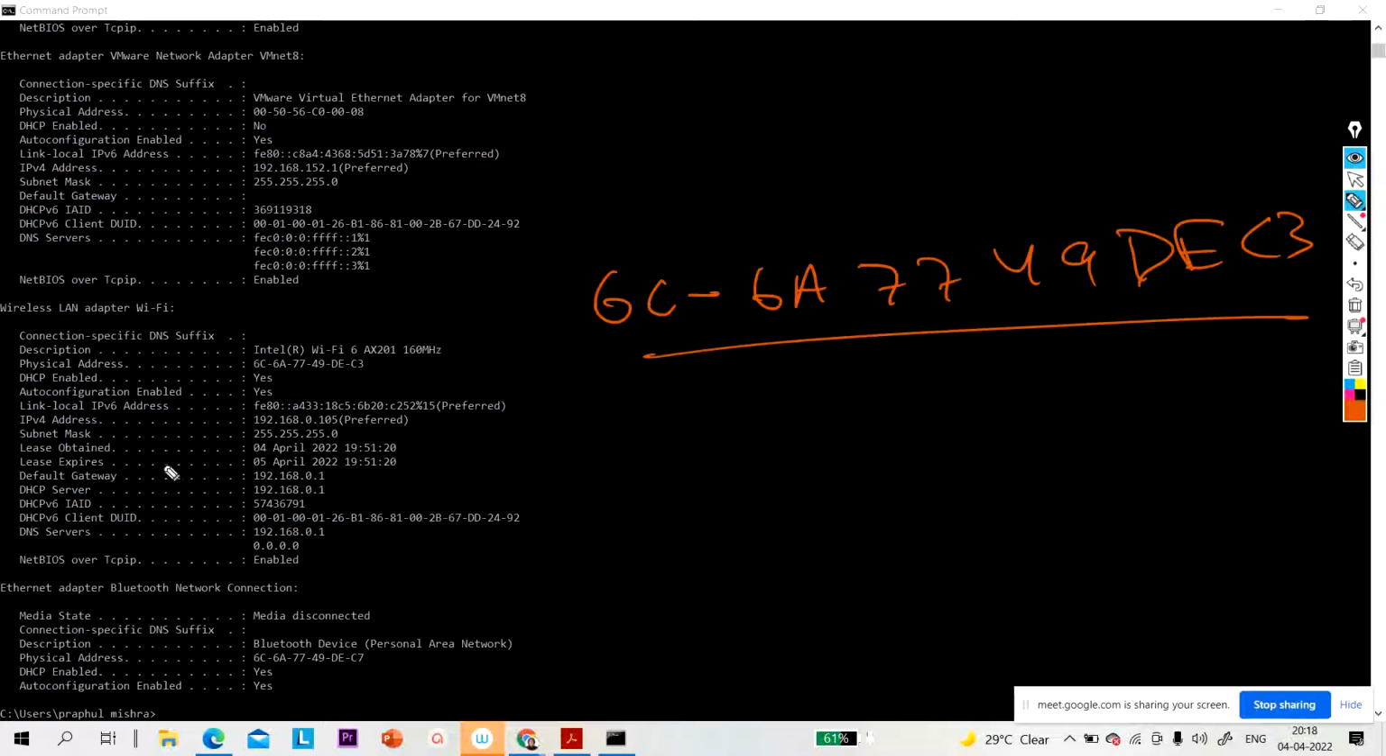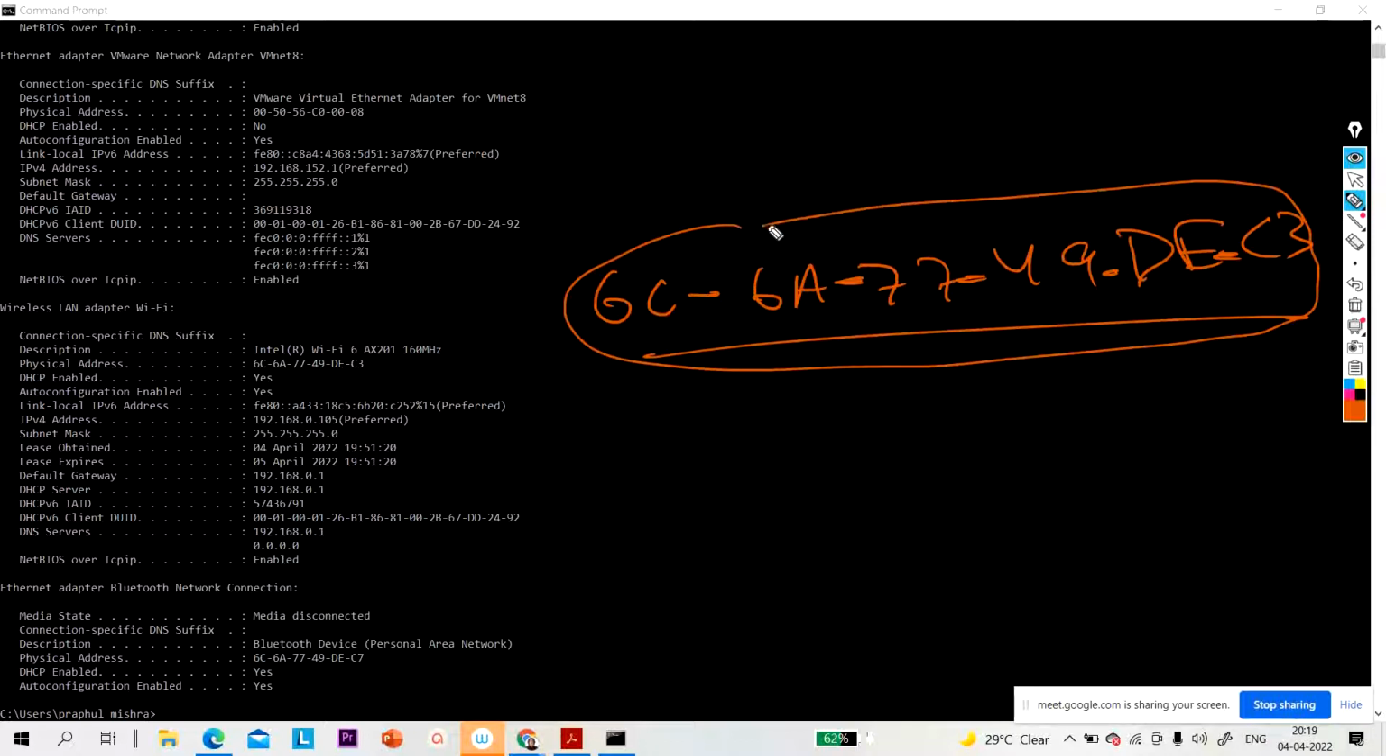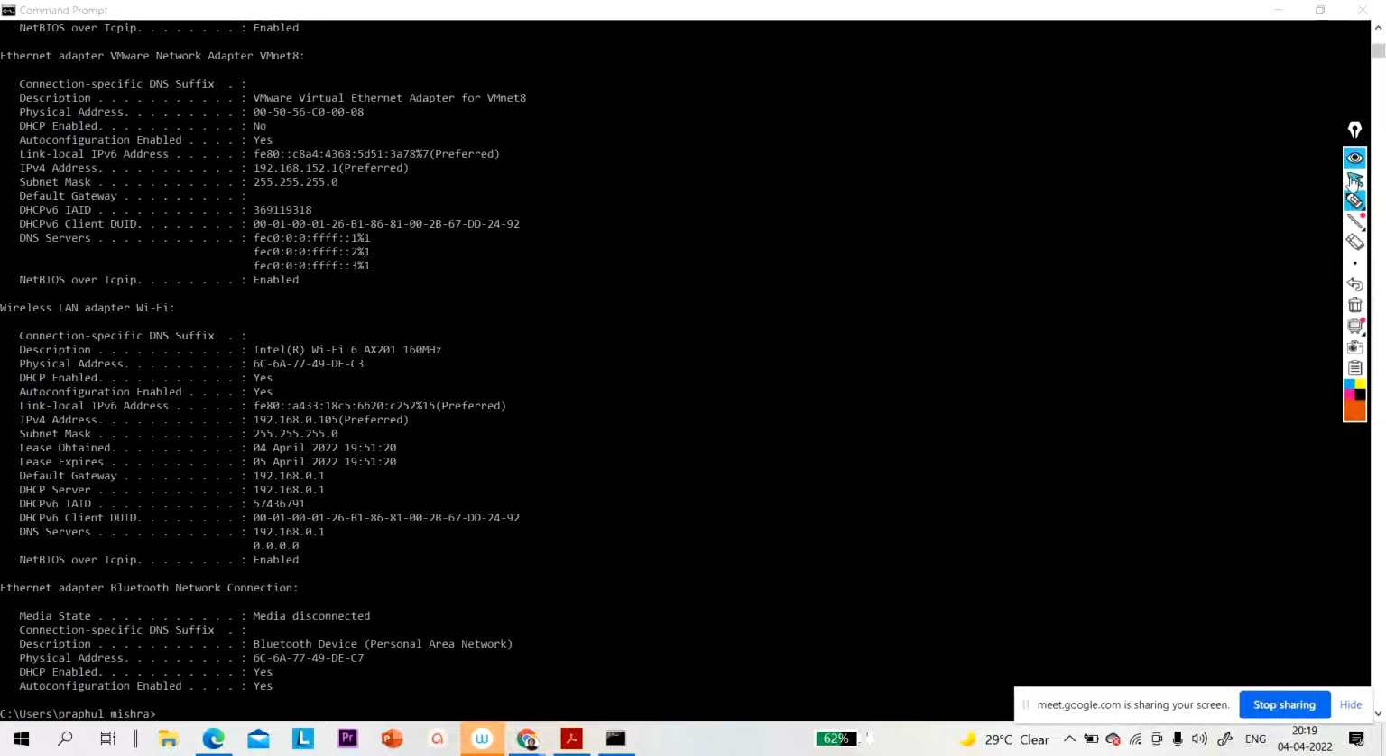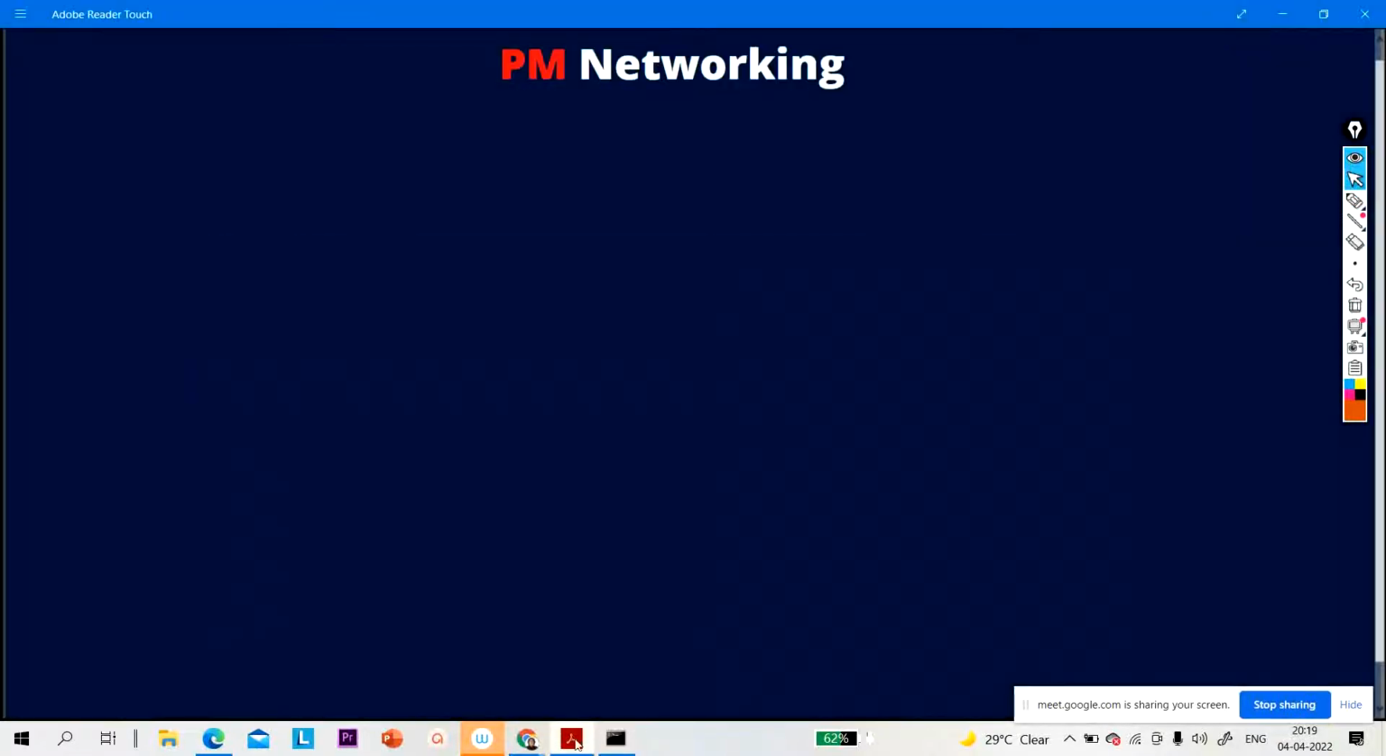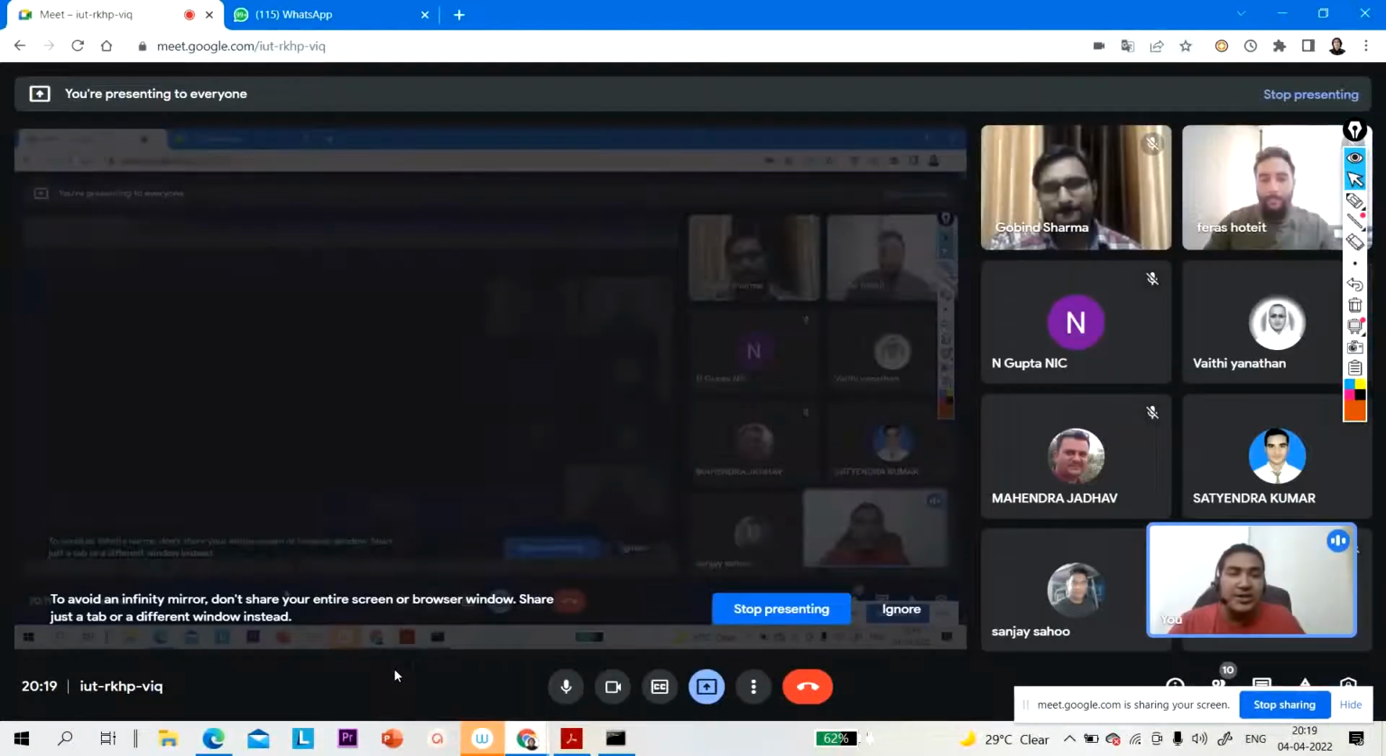In the Windows operating system it is represented like this. In Cisco IOS it is represented in a different way, right? In Linux it will be represented in a different way, but there will be only 12 characters, and this address lies from 000000000000 to FFFFFFFFFFFF. Am I right? But my question is, how is a MAC address unique?